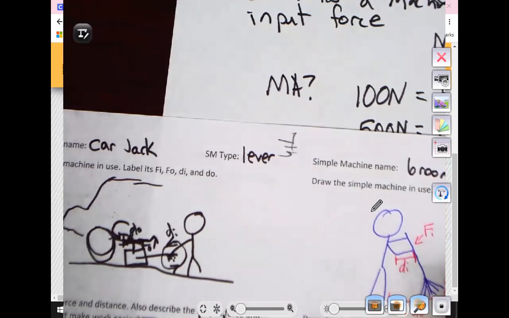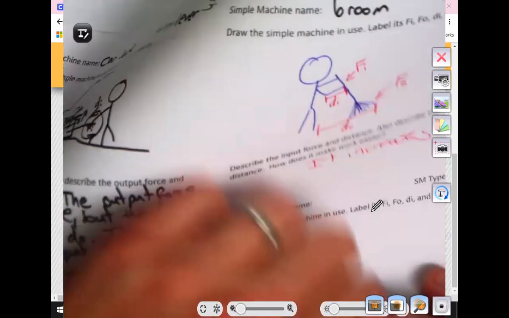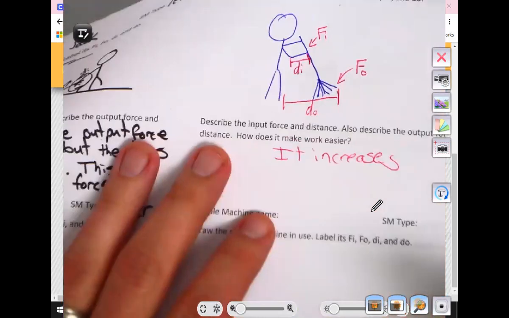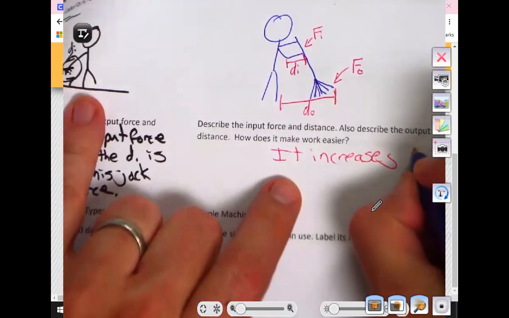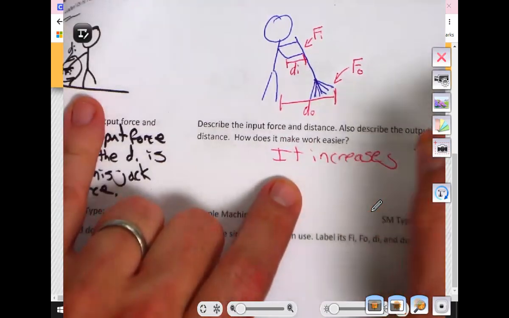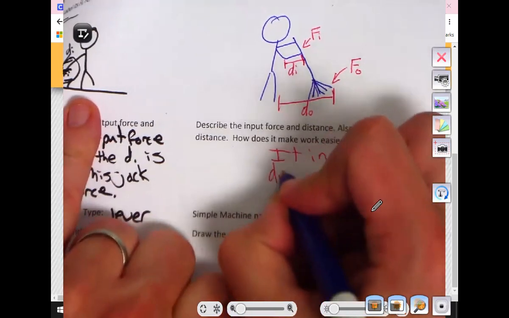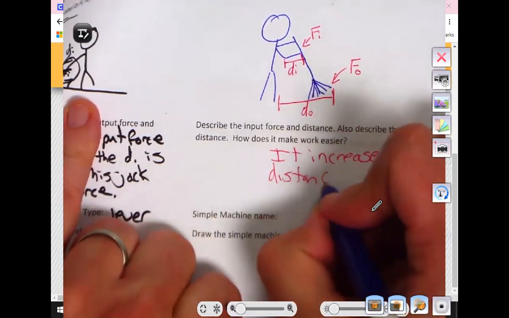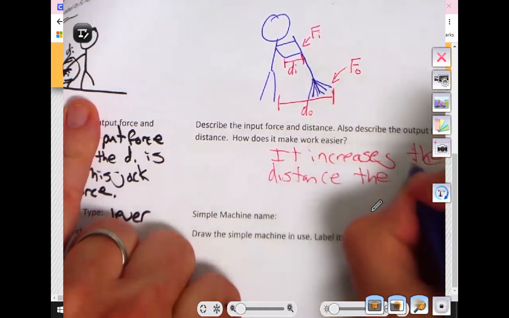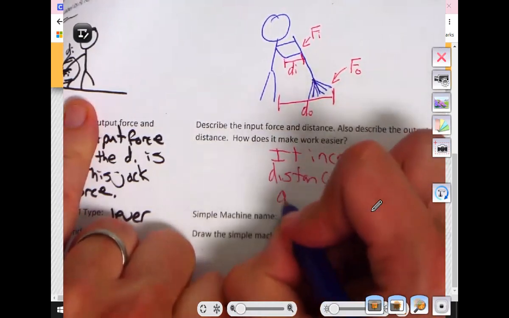It increases the distance the force acts over.